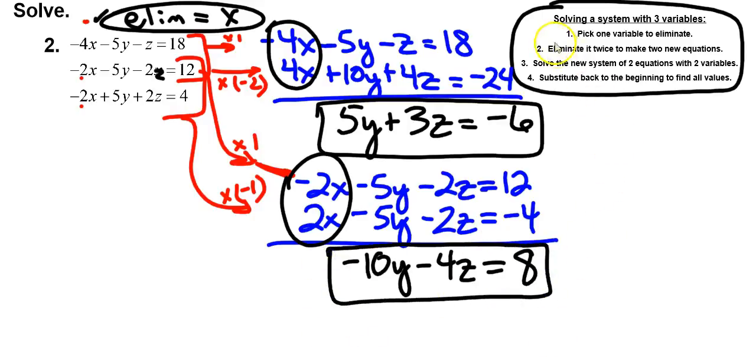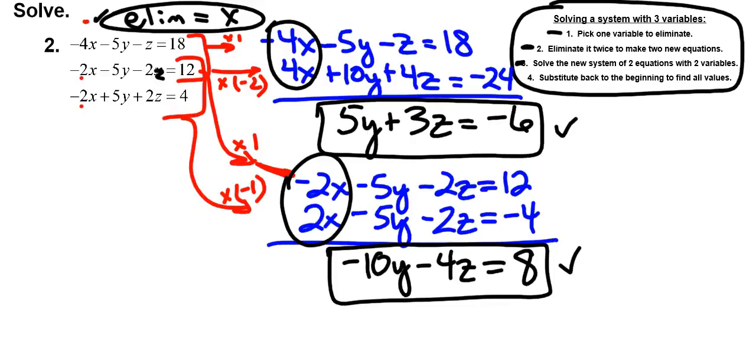So what we've done is we've picked a variable and we eliminated it. That was the x. We eliminated that x twice to make two new equations. Here's equation 1, here's equation 2. We're going to use these in just a moment. We're going to solve the new system of two equations with two variables. And then we'll work backwards from there.